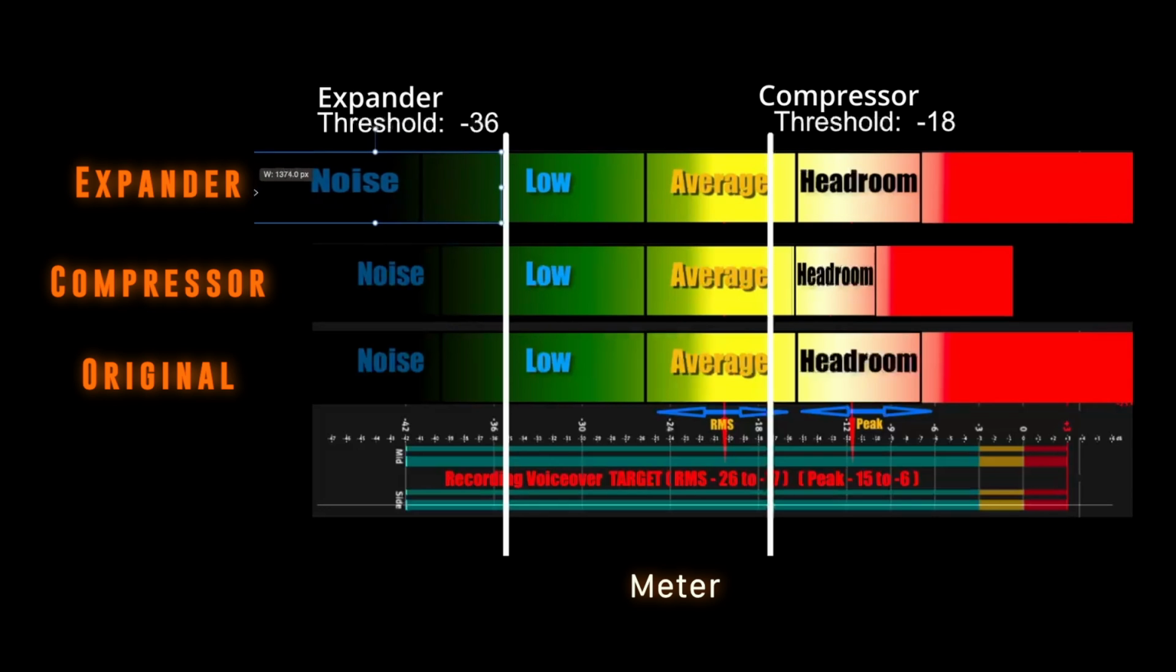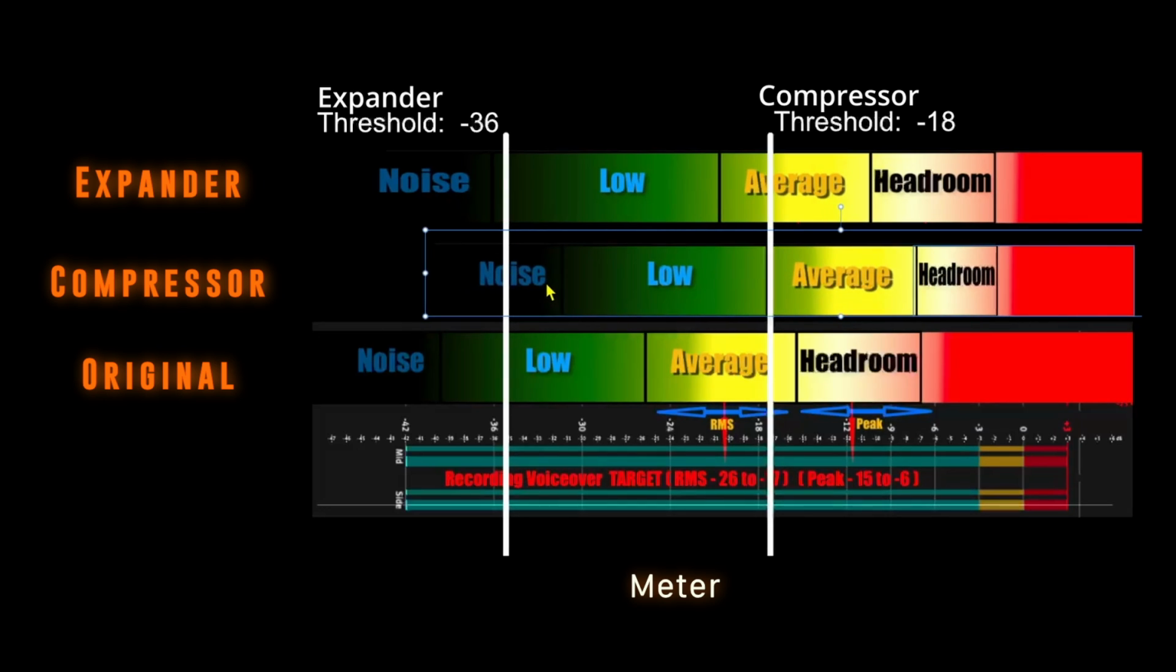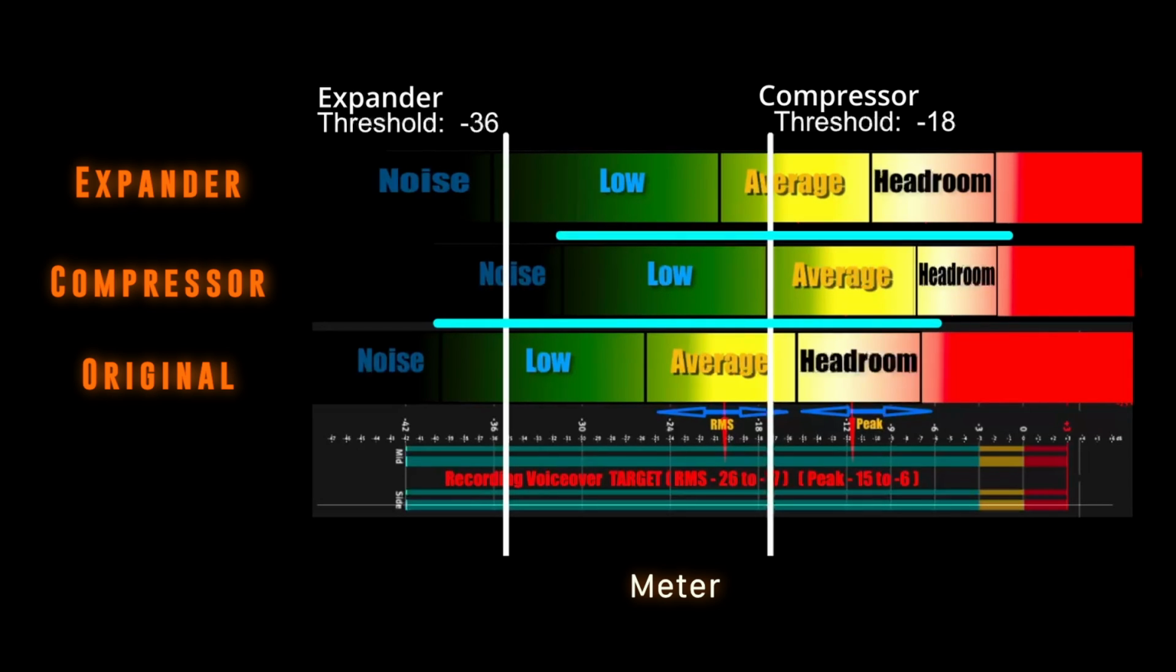Expander expands the dynamic range depending on where you set the threshold. In doing so, it also gently reduces the noise floor. When we apply the makeup gain, the noise floor increases as the gain increases, which does not happen in the case of expander. This is the original dynamic range. As you can see, the compressor has reduced the dynamic range from the original, whereas the expander has increased the dynamic range.